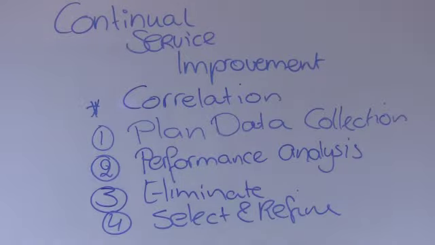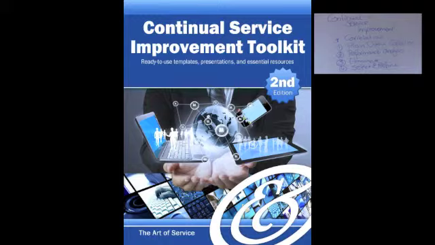So these are the steps. So it's 4, maybe 5 steps if you add in the new data as well. So those are your steps. So plan your data collection, do a performance analysis of your data, the data that you have collected, then eliminate any variables that are out of the equation, and then select and refine. Then based on the model that you've created, you can now create regression equations, and that's where your mathematical skills come into play.